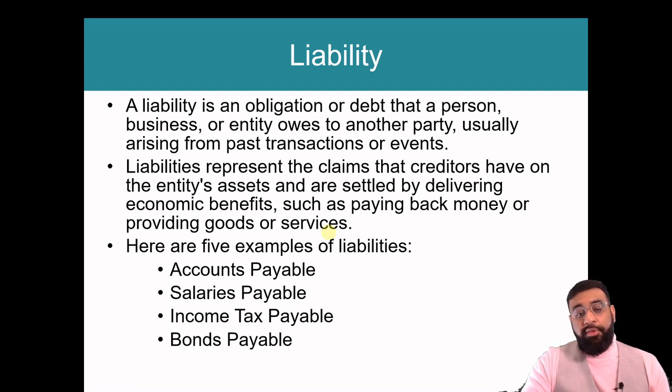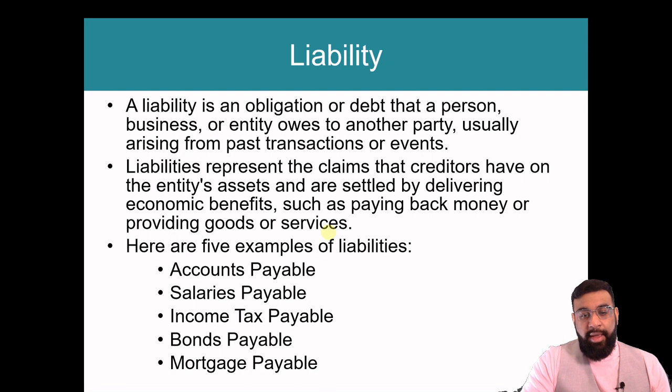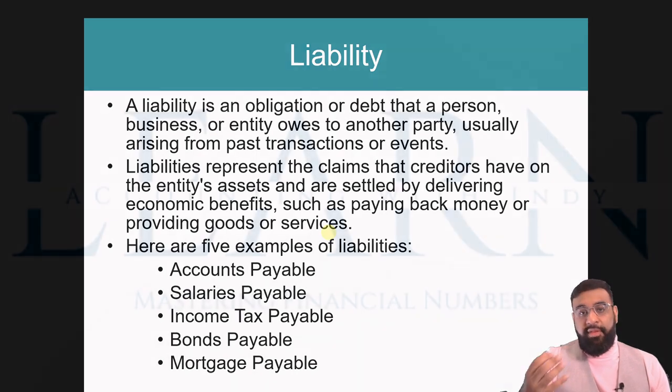Bonds payable, we'll talk about this more at a later date, but bonds payable is we issue bonds to the public and we owe the money back to the public. And then we have mortgage payable. So a mortgage is essentially a liability that's set up for the purpose of buying a house. We now owe the bank money for the amount that they've given us.